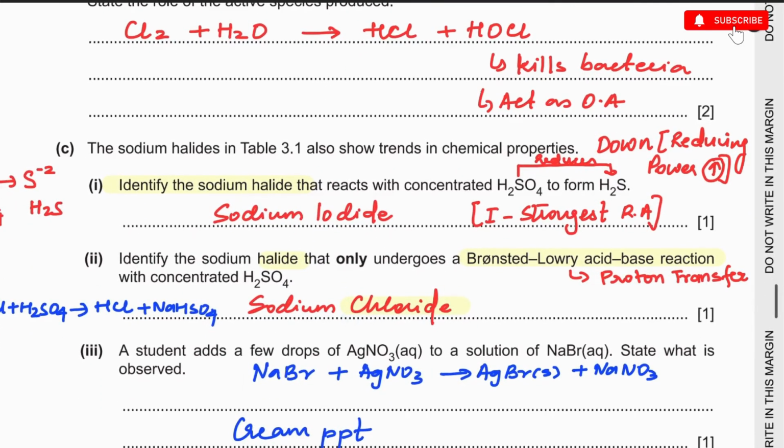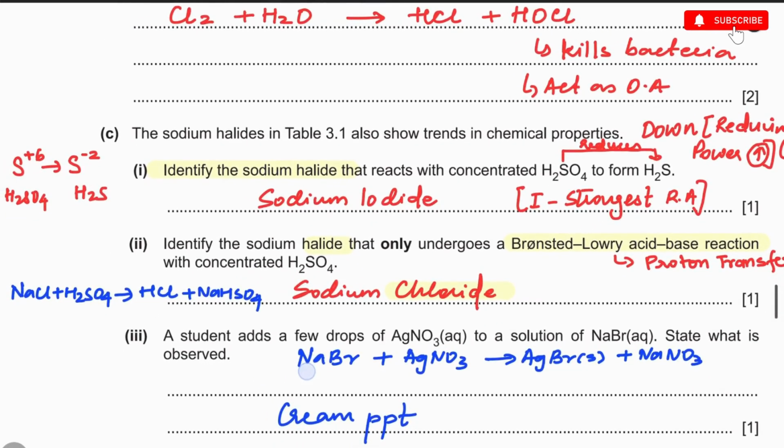Next question. Identify the sodium halide that only undergoes a Bronsted-Lowry acid-base reaction. This is nothing but protonation, that means proton transfer takes place here, with concentrated H2SO4. So I have done the reaction for you. NaCl, the sodium halide, reacting with H2SO4 gives us HCl and NaHSO4. So sodium chloride is the sodium halide that only undergoes a Bronsted-Lowry acid-base reaction with sulfuric acid. You can see this in the notes itself; we get the same equation again and again. Similar concept is used.